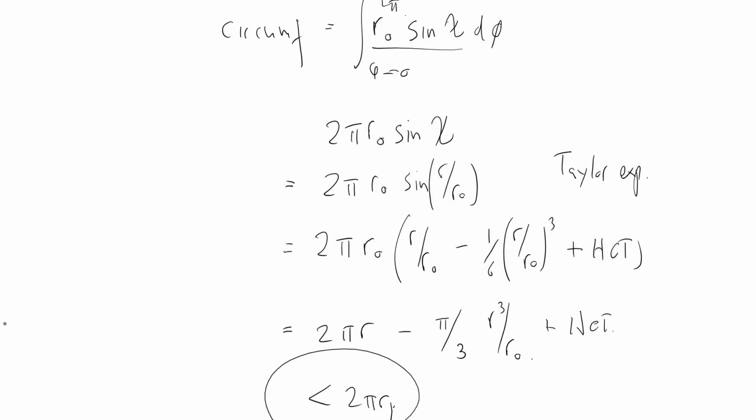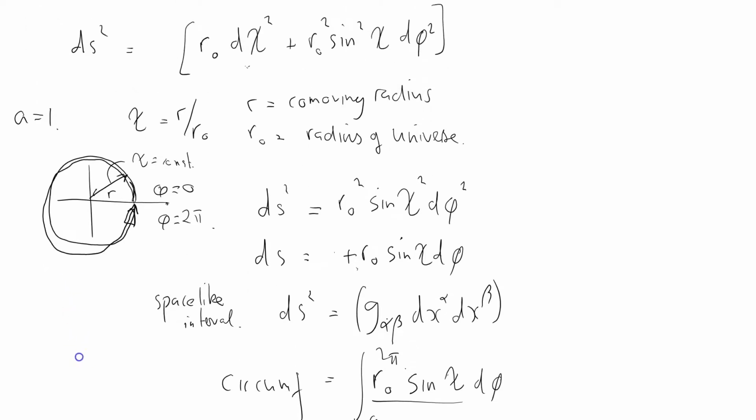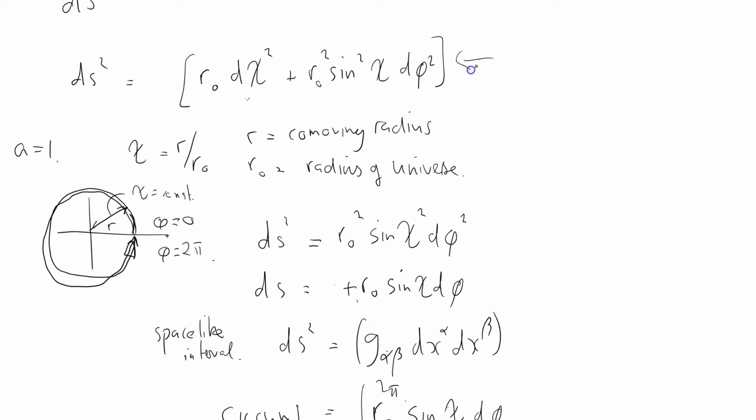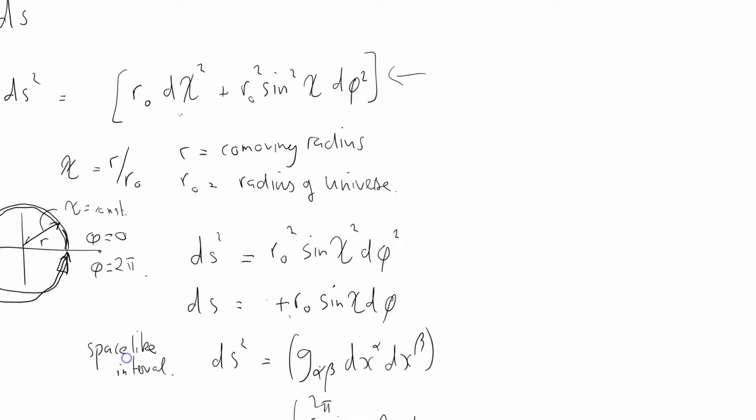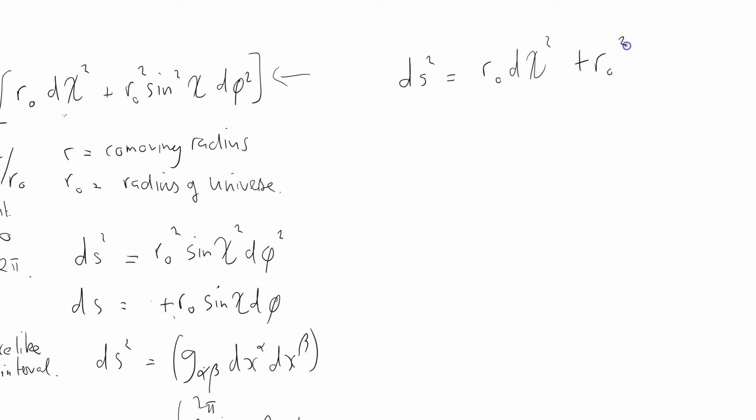General relativity, step by step. I was considering the closed universe solution, which had this as a line element for an instant in space, where chi was r over r0, so a non-dimensionalized r. I'm going to look at the other term now. So we've got ds squared equals r0 d chi squared plus r0 squared sine squared chi d phi squared.